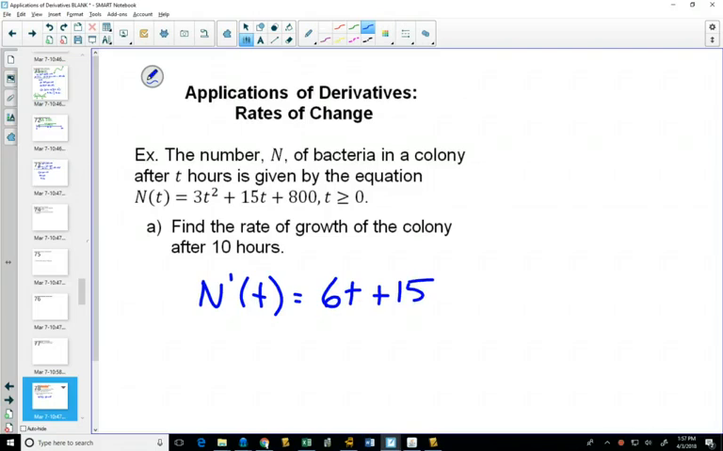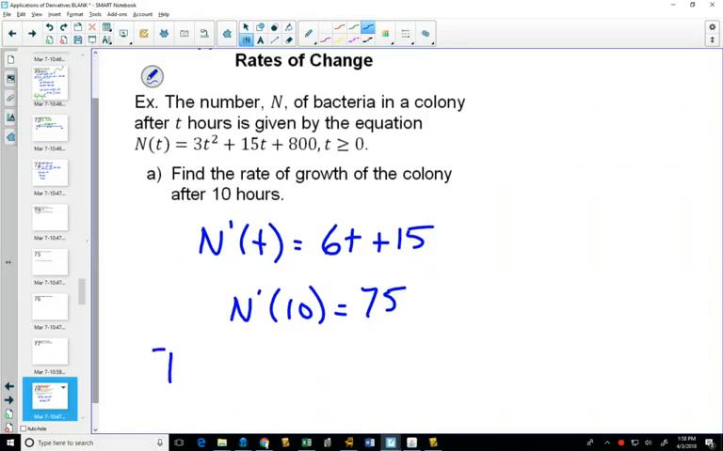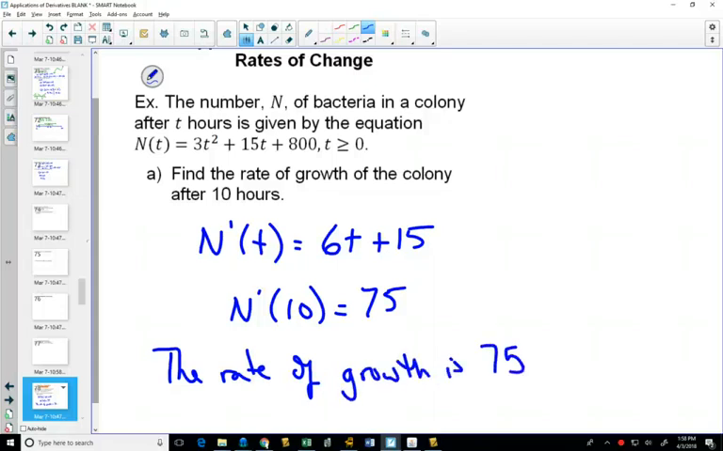After 10 hours, 60 plus 15 is 75. So we can say, and since it's a word problem, we'll write it as a sentence. The rate of growth is 75 what? 75 bacteria per, and what is our unit of time? Per hour. So at this moment, after 10 hours, the culture or colony is growing at that rate. So it gives you an idea of what's happening at that moment.